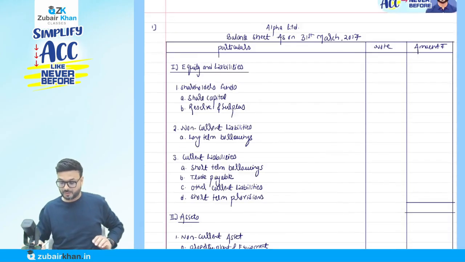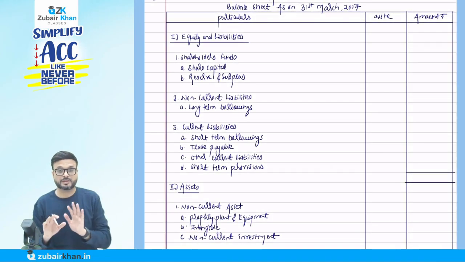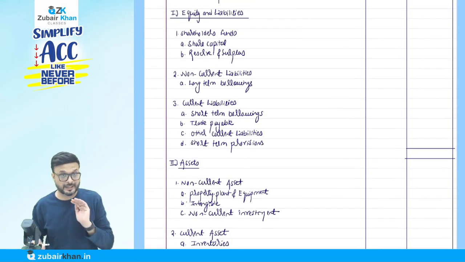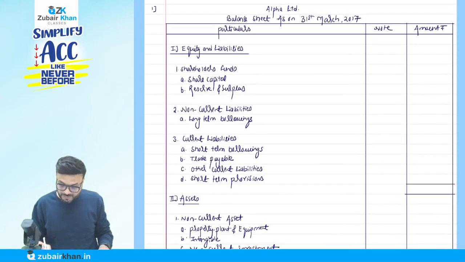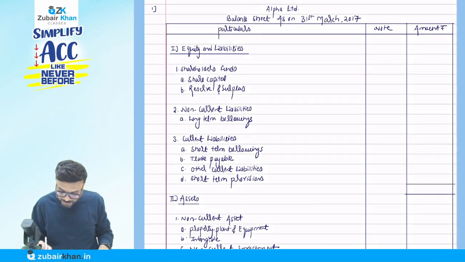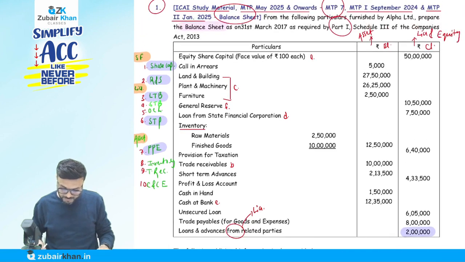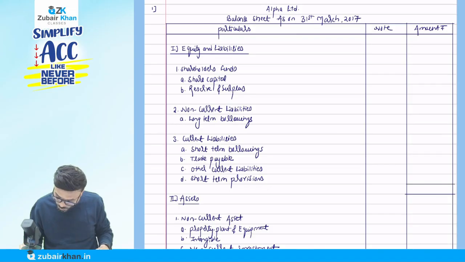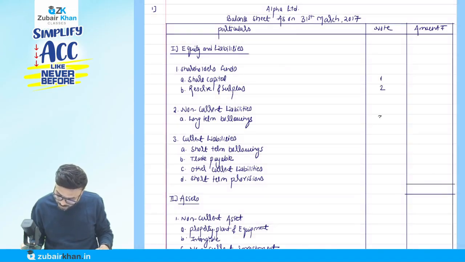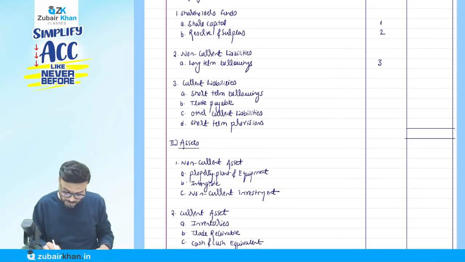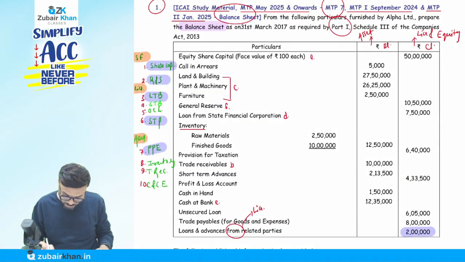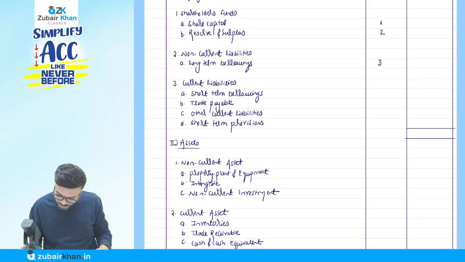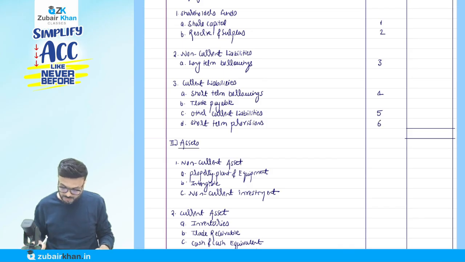So we have to write down here all the items in the balance sheet. This is how every time you have to prepare the balance sheet. Now we have already decided which notes to account we have to prepare. First is share capital, notes to account number 1, then reserve and surplus, notes to account number 2, long-term borrowing, notes to account number 3, then short-term borrowing, other current liability, and short-term provision.